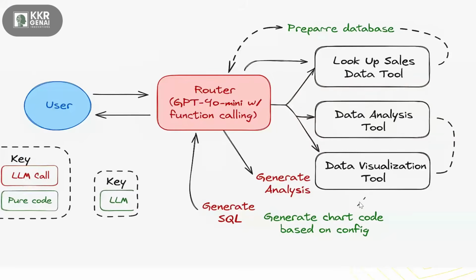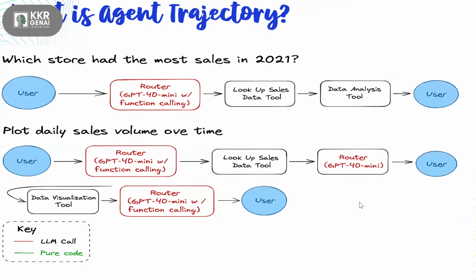So what is the agent? That's what we're discussing right here. Which store had the most sales in 2021? The user has given the query here. As soon as they give the query, the router will identify that this particular information first needs the data from the sales data tool. So it triggers the particular agent, the sales data tool, analyzes, and provides the response to the user.